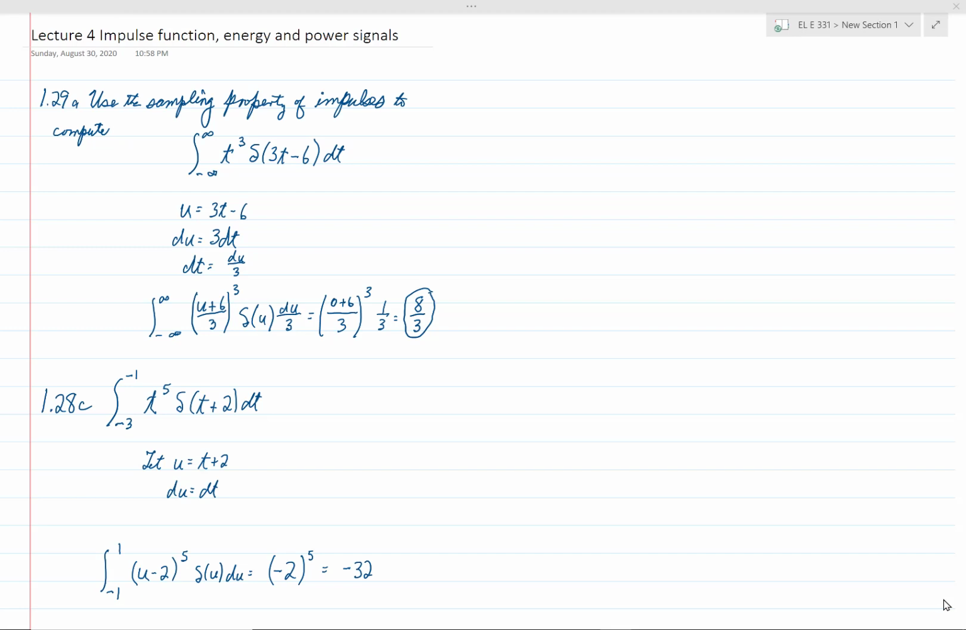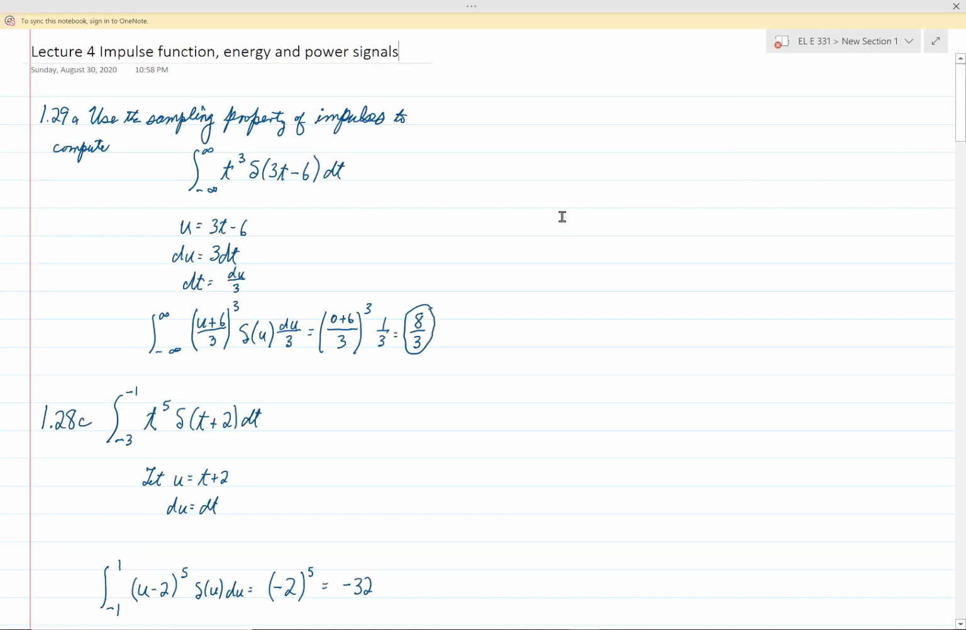So the first example I would like to look at today is problem 129A, which says to use the sampling property of impulses to compute the integral from negative infinity to infinity of t cubed delta of 3t minus 6 dt. Now, I'll leave it to you to read in your book about the details of the impulse function. The most important property is the sampling property, and so we're going to see how that works right now.